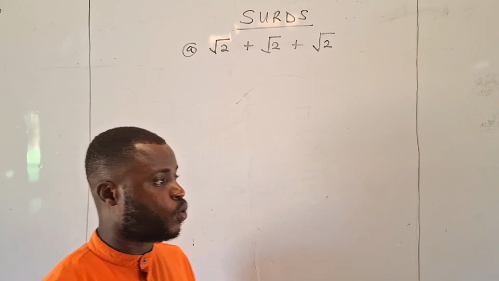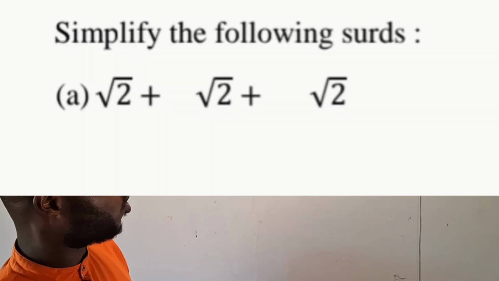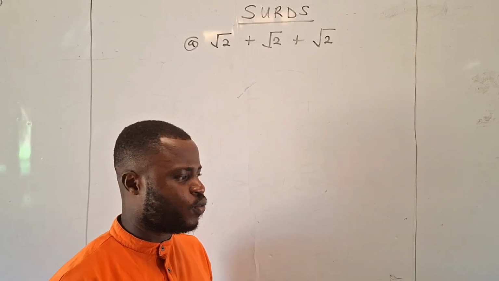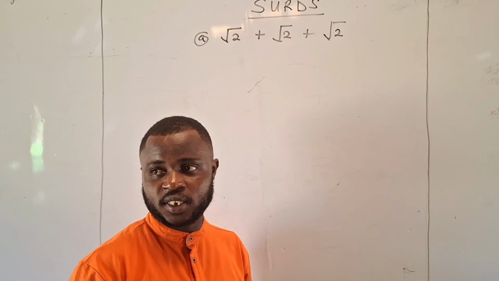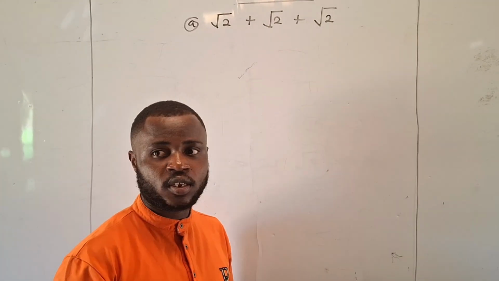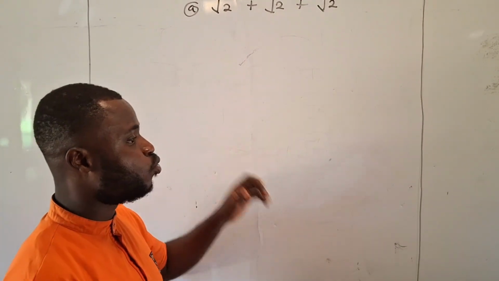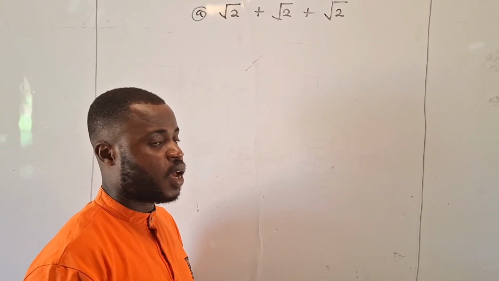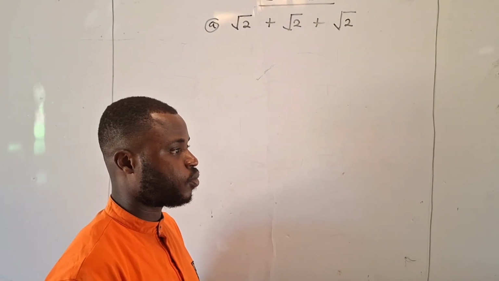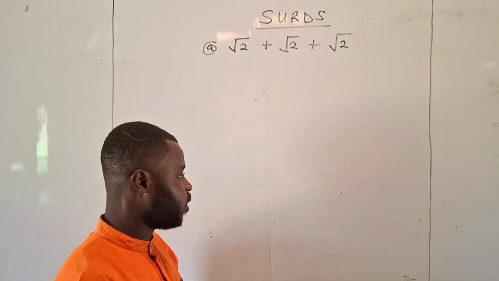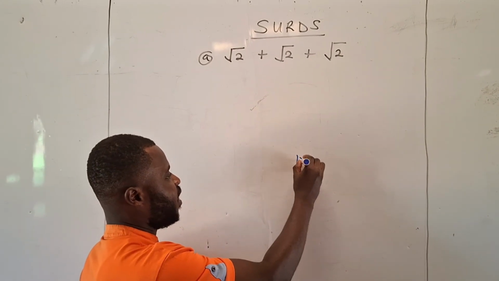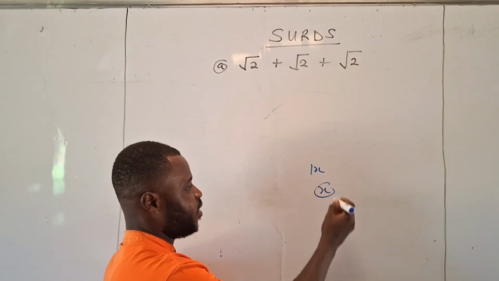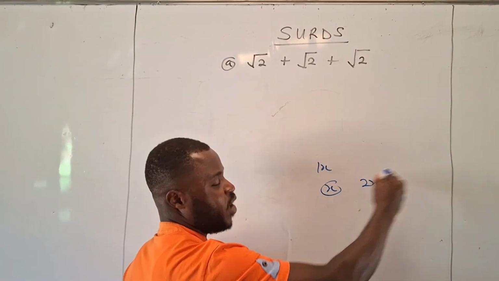Now as the question is posted on the screen, we have to simplify root 2 plus root 2 plus root 2. Now how do we solve it? What you have to understand is that when you see any surd, or a number in the root without any number in front of it, assume there is 1. In math, normally we don't write 1x like this. What we write is x because it is 1. We write the values from 2x going.